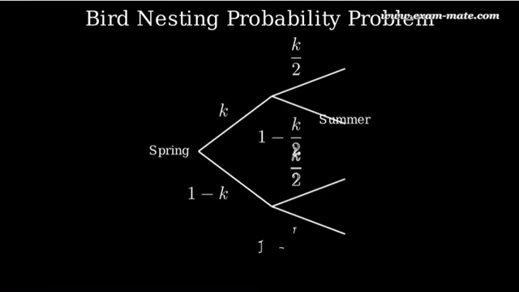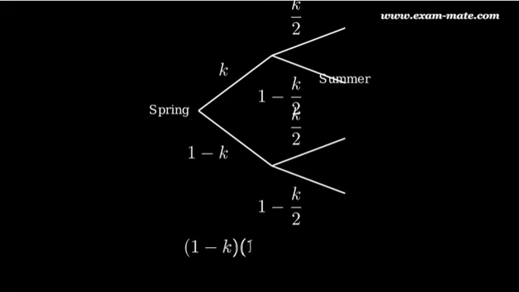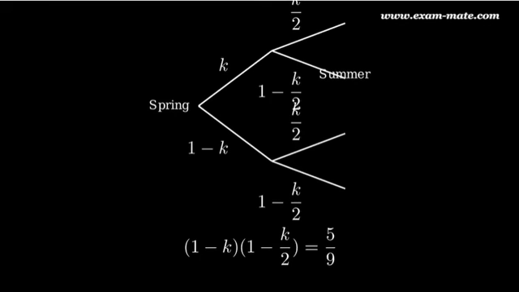Similarly, if it didn't nest in spring, it can nest in summer with probability k over 2 or not nest with probability 1 minus k over 2. Now, we're told that the probability of not nesting in either season is 5/9. This means that the probability of taking this bottom path, not nesting in spring and not nesting in summer, equals 5/9. Let's expand this equation.